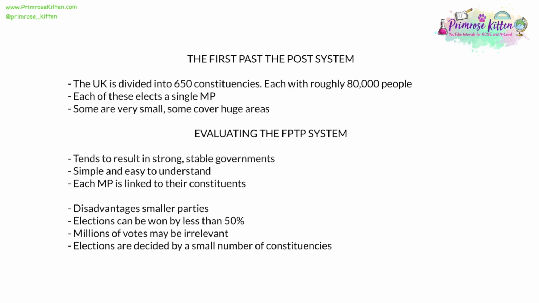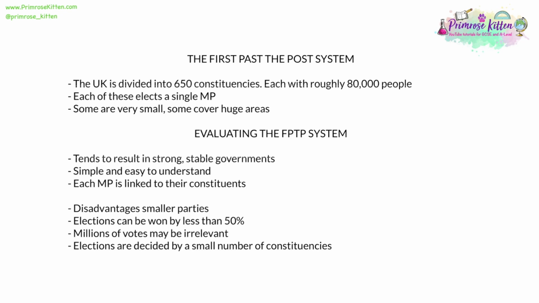In Britain, we use the first-past-the-post electoral system, where the United Kingdom is divided into 650 constituencies. Each of these has roughly 80,000 people. Each of these elects a single MP. Some of these are very small, such as inner-city constituencies, but some cover huge areas, where population density is low, such as the Highlands of Scotland.